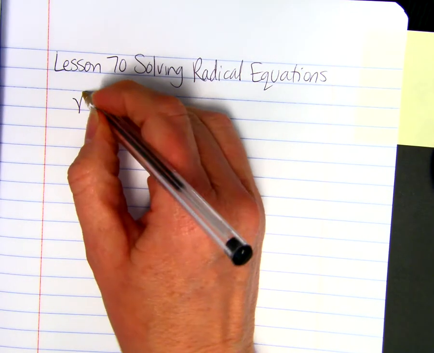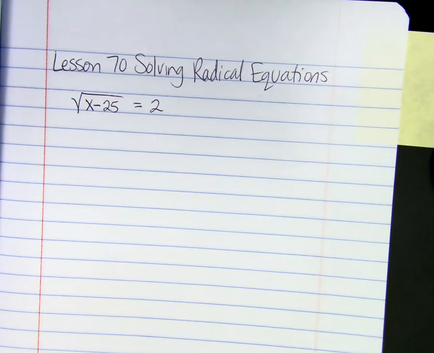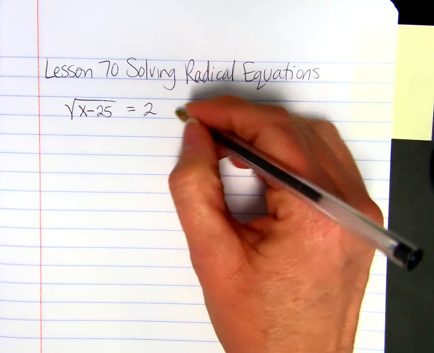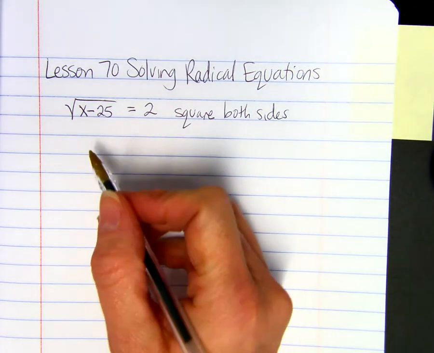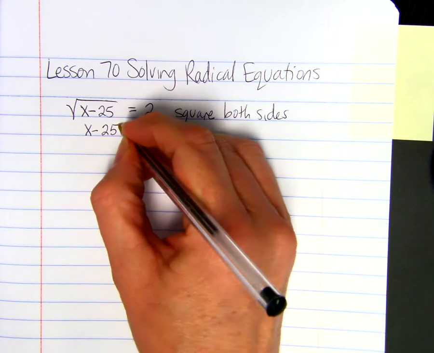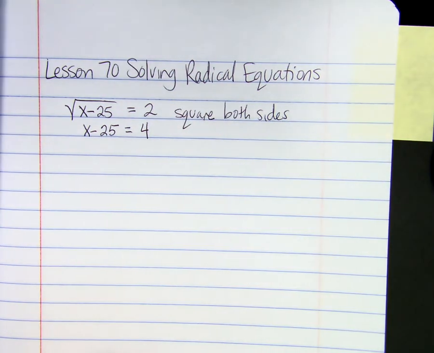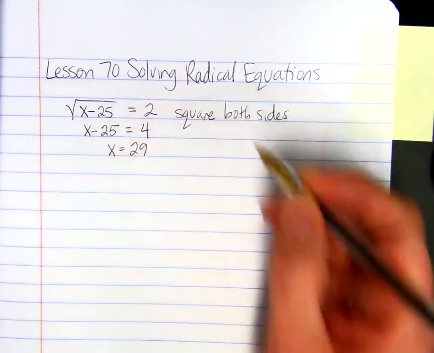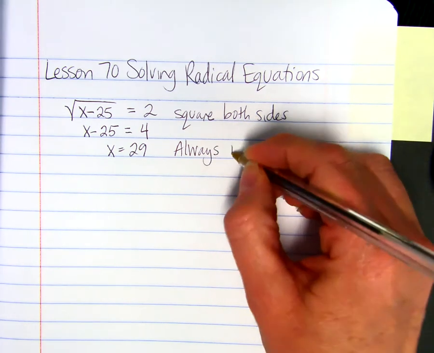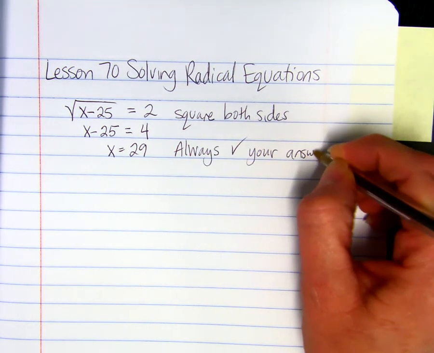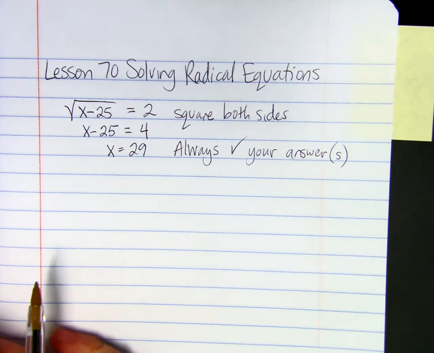So we're going to take the square root of x minus 25 equals 2. We begin by squaring both sides. The square of a square root is just the radicand, and 2 squared will be 4. Then we solve for x just like we normally do, x equals 29. When you are solving radical equations, you always check your answer. You want to check for extraneous solutions.